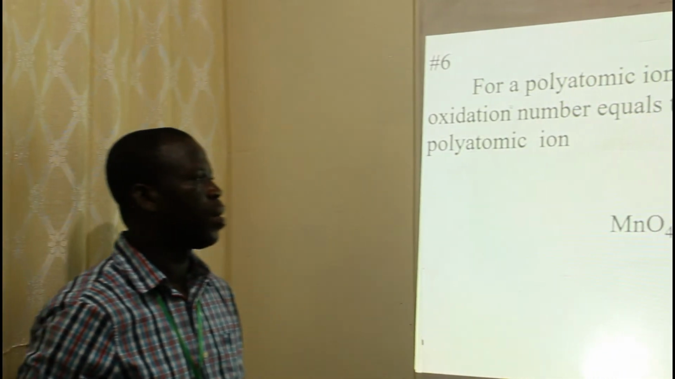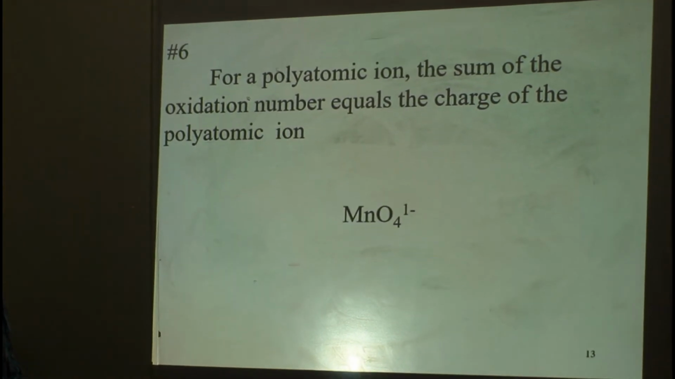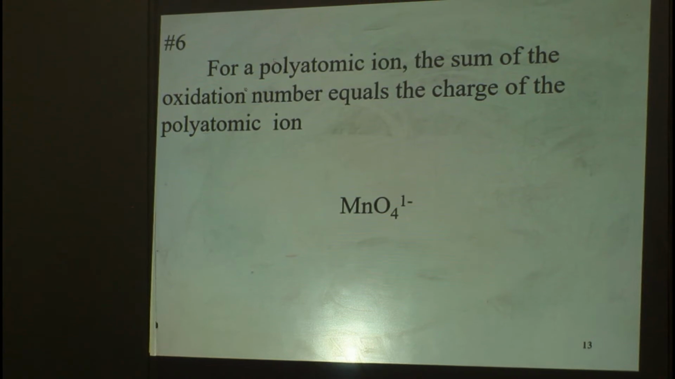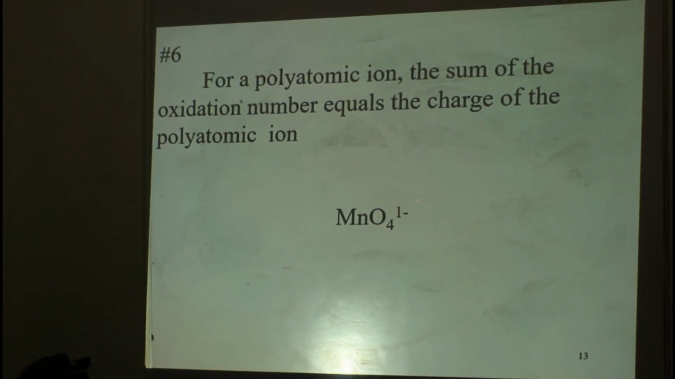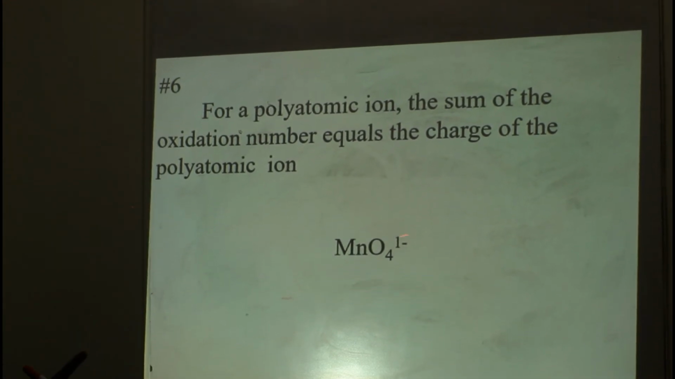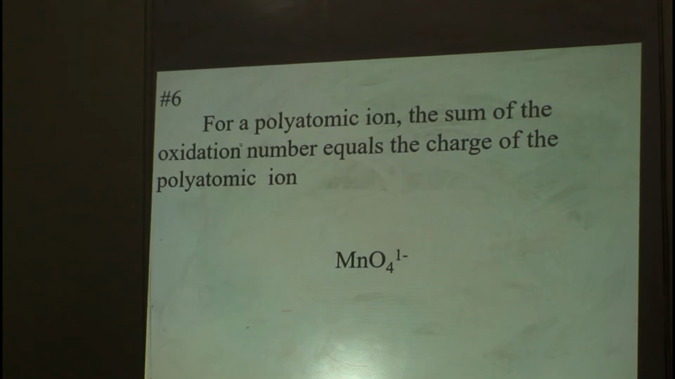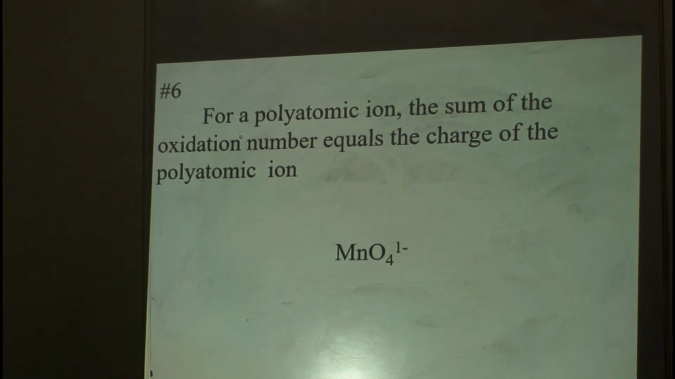when you have permanganate, you realize that this permanganate has a charge of -1. It means that when we determine the oxidation numbers of the individual species, the total sum should be equal to -1. That is the implication.